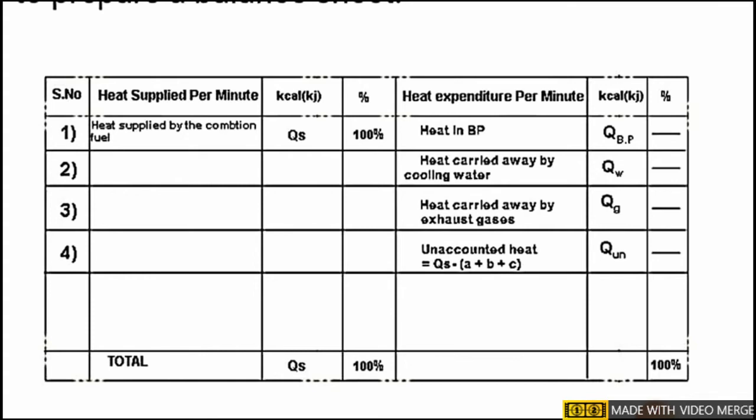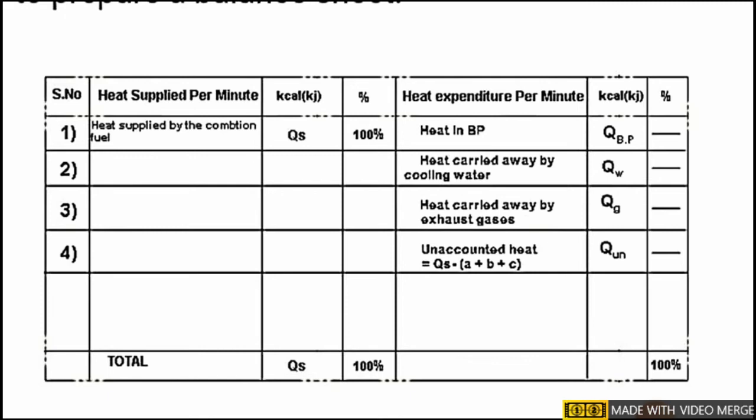So cooling water is nothing but Q suffix W. The formula is M into Cpw into temperature difference. M is nothing but the mass of water, how much water you are collecting, into the specific heat of water, Cp, into the temperature difference. The temperature difference is nothing but the inlet and outlet temperature difference.